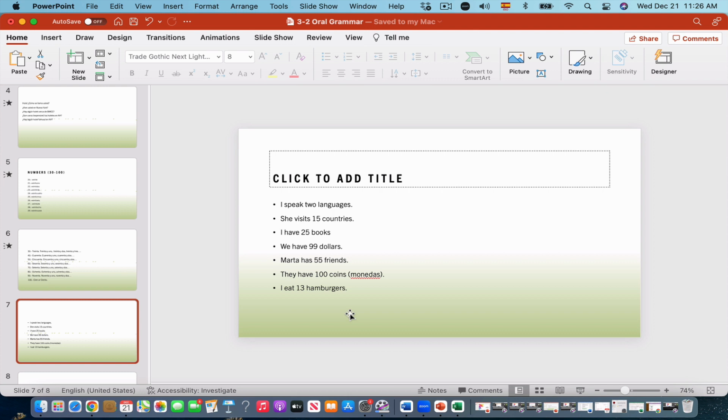Marta tiene 55 amigos o amigas. Okay? They have 100 coins. Coins are monedas. Ellos o ellas, depends if you want to use masculine or feminine, tienen 100 monedas. Okay? And I eat 13 hamburgers.